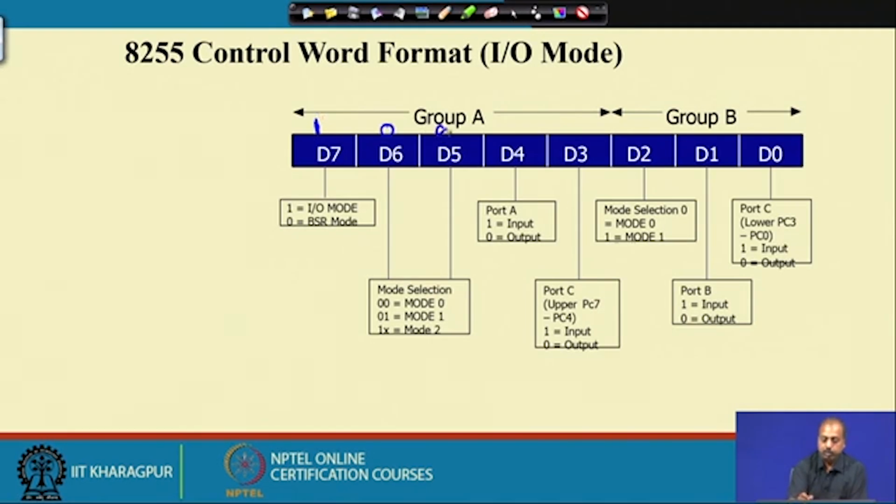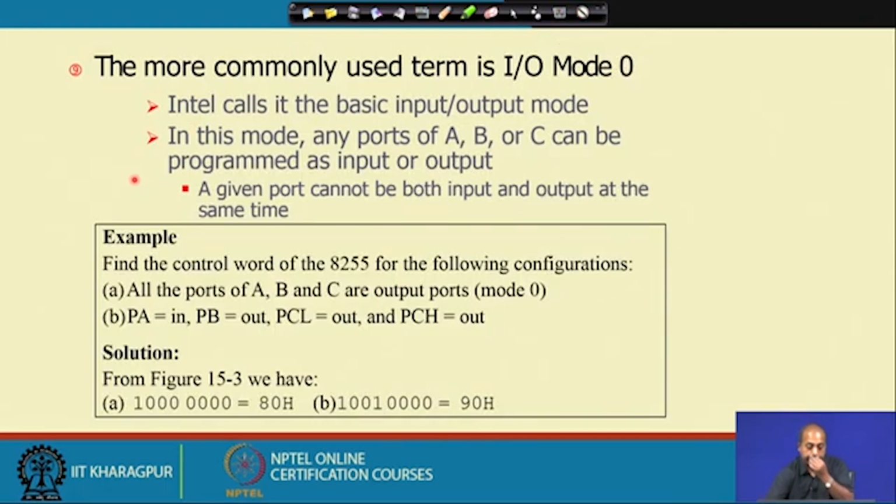So, these two bits are 0, and then port A is in output mode, port C is also in output mode. This is again mode selection, so 0 is mode 0. So, this is 0, and this is also output mode, so this is also 0 and this is also 0. So, if you do that, you see the control word we are getting is 80 hex. So, that way when we are doing this setting, that all ports are in output mode, then this is the control word.